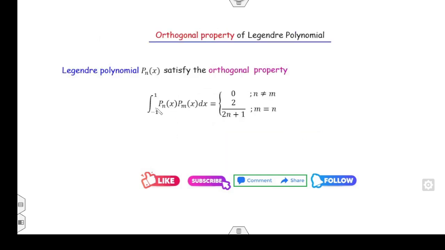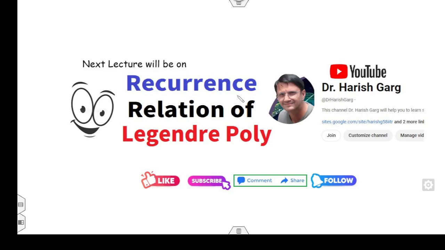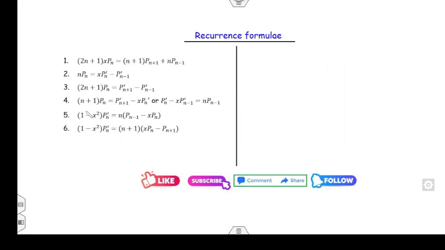So that means whenever you have the Legendre polynomial, it must satisfy the orthogonal property, defined as: whenever m and n are equal, then it is 2 over 2n plus 1, and whenever they are not equal, then it will be 0. We will see in the next lecture the recurrence relation, such as all these 6 important formulas for the recurrence relation.